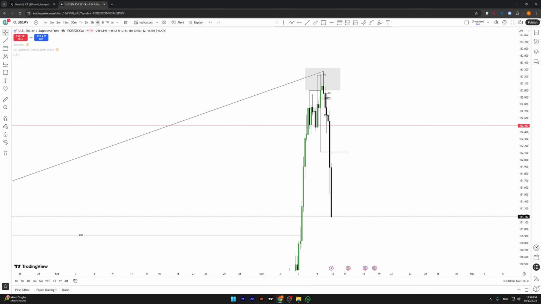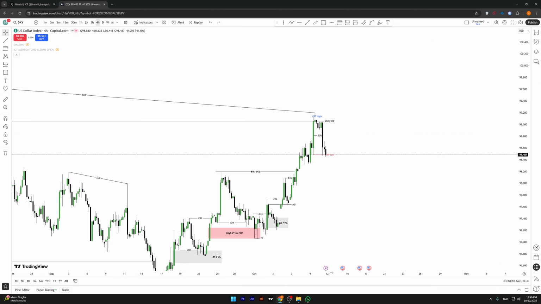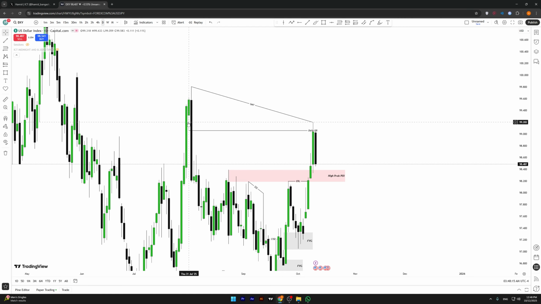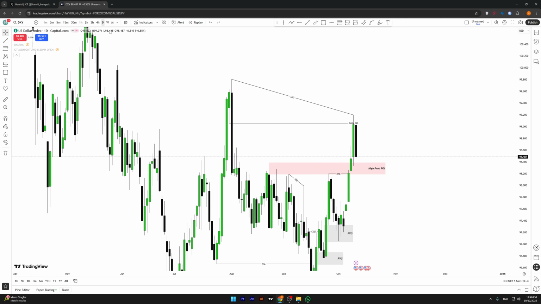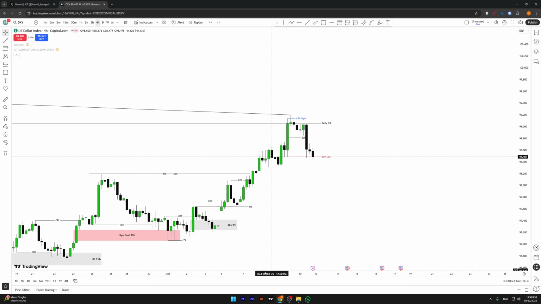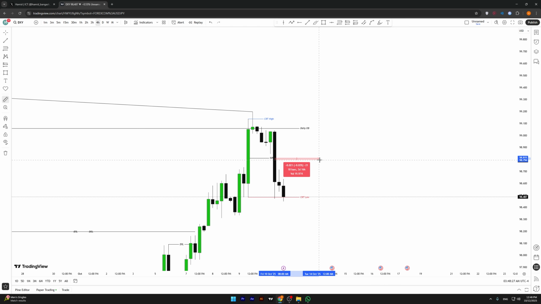So price created the first SMT on the daily time frame. Price was reacting at a supply zone. This is our first confirmation, this is our second confirmation, and on the 4-hour price created this CRT, which is the candle range theory concept, and this becomes our first target, which is 50%, and then this is our second target.